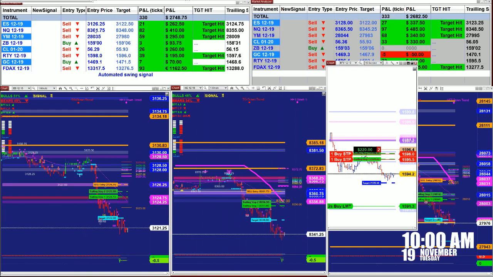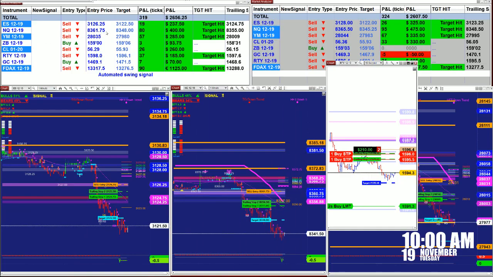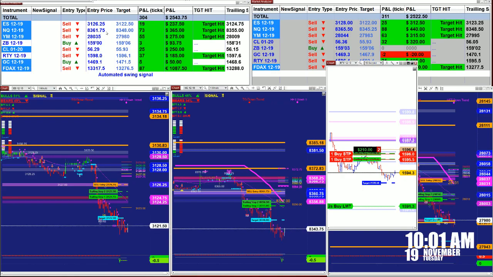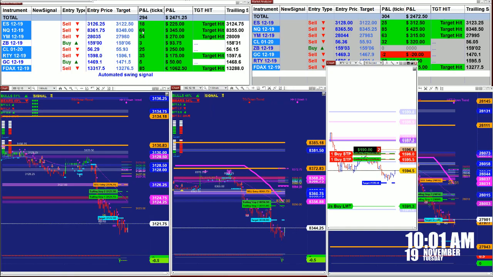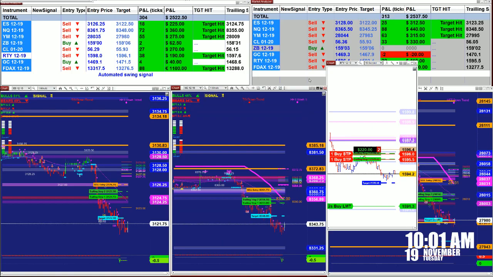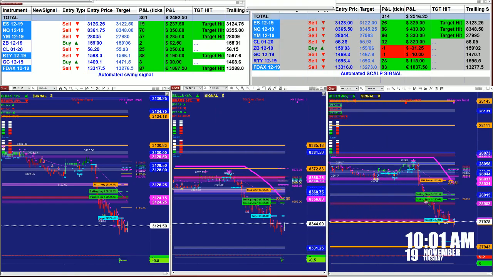NASDAQ sell at 8361.75. It gives you the direction and the entry, and then you can ATM auto trade or full automated trade. Target 8348. Based on 1 contract, nailed 70 ticks, $345 on that trade. So this is very straightforward. There is no optimization required, and it is turn on, turn off basis.